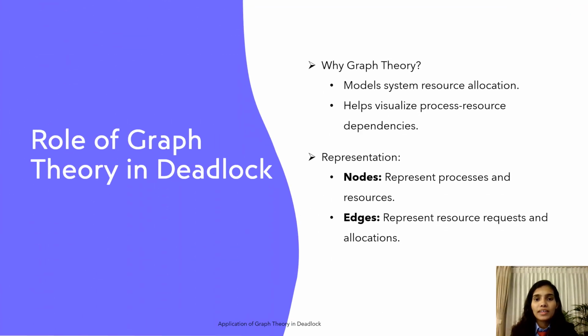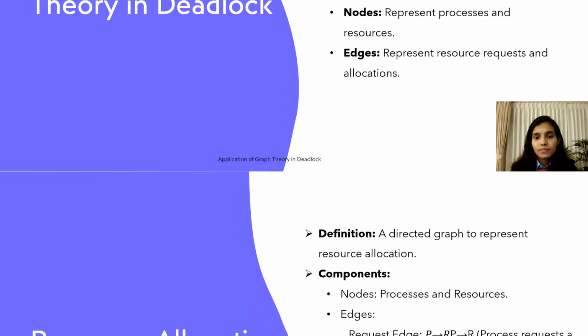Now, let's explore the role of graph theory in addressing deadlocks. Graph theory provides a visual and mathematical way to model system resource allocations. In this representation, nodes represent processes and resources, and edges represent resource requests or allocations. This graphical representation helps to analyze and detect dependencies that can lead to deadlocks.